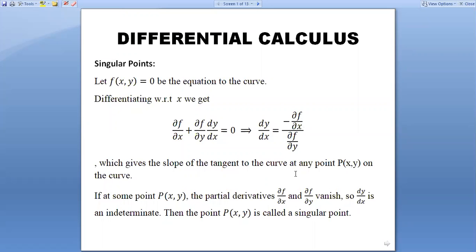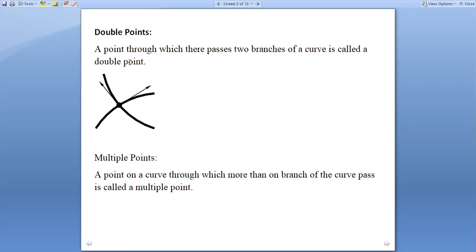Next, double points. A point through which there pass two branches of a curve is called a double point. So you have a curve, and at one point it has two of its branches. When there are two branches, you can draw two tangents at this point P. So at this point P, you have two tangents. Depending on the nature of the tangents, you can say what kind of double point it is. I will go to it later.